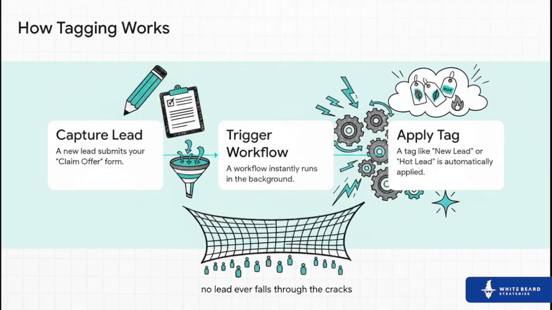And check out how simple this can be. A new lead fills out a form on your website. Boom, step 1. That action instantly triggers a workflow in the background. And then, step 3, that workflow automatically applies a tag like hot lead. Just like that, they're segmented. The system did all the work, and now no one falls through the cracks.